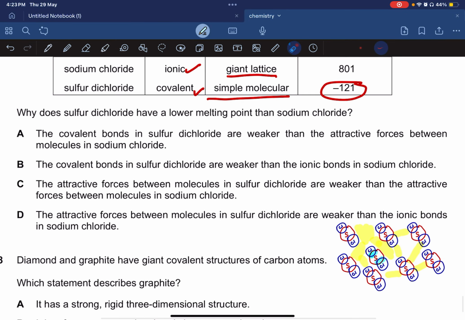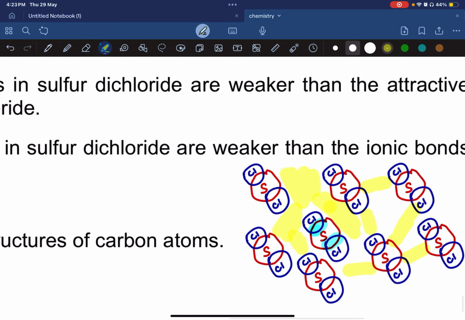Moving on, why does sulfur dichloride have a lower melting point? Because the covalent bonds in sulfur dichloride are weaker. What do you guys think? What I just explained. Are covalent bonds weaker? Covalent bonds are extremely strong and you cannot break them. Moving on to the next statement. The covalent bonds in sulfur dichloride are weaker. No, you don't break the covalent bonds. That is what the examiner is trying to test.